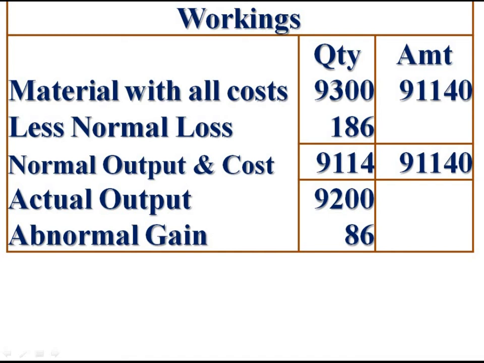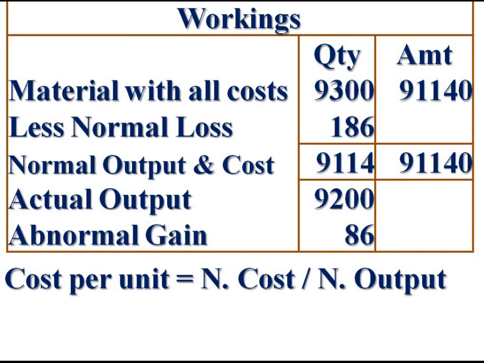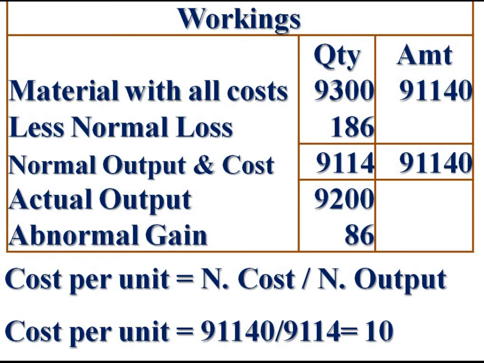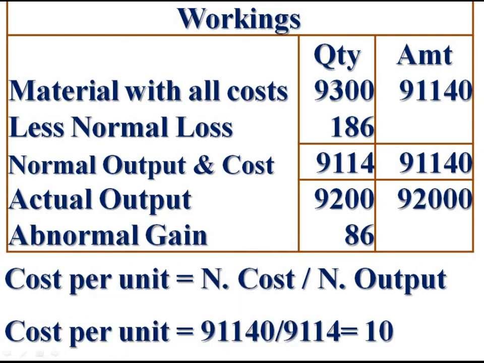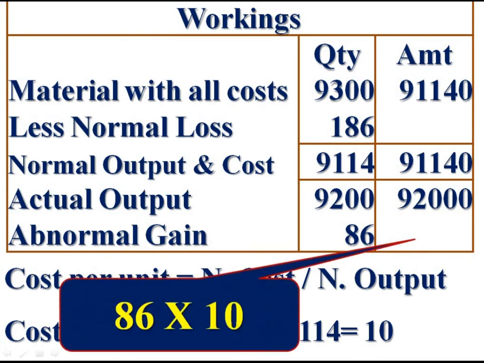Then find cost per unit. It is normal cost divided by normal output. That is 91,140 divided by 9,114, rupees 10. The cost per unit of process B is rupees 10. Apply this cost per unit in actual output and abnormal gain to find out their values. The value of output, 9,200 into 10, rupees 92,000. Value of abnormal gain, 86 into 10, 860.